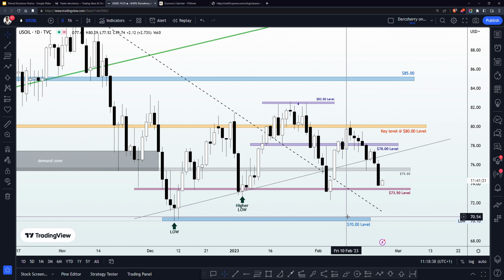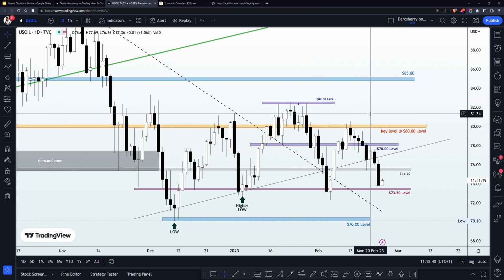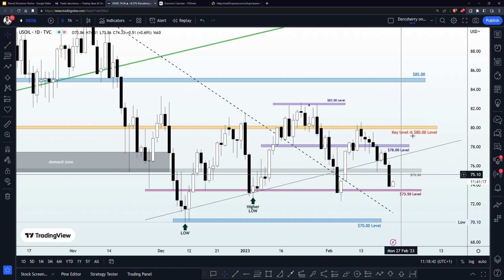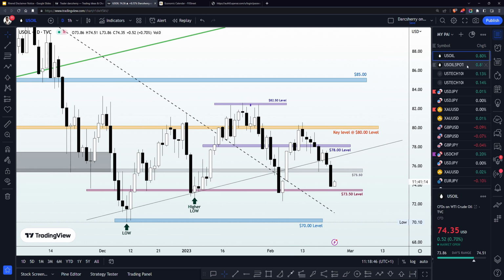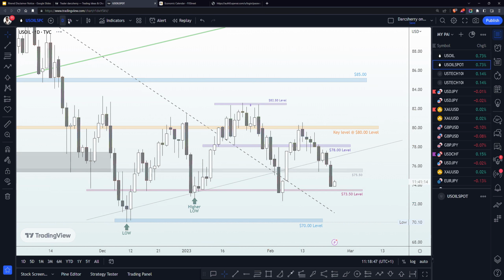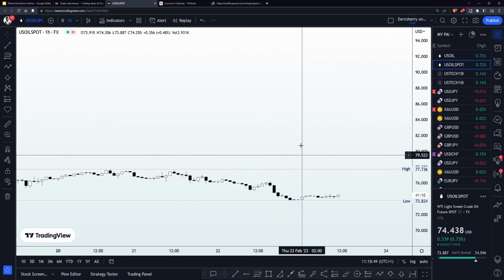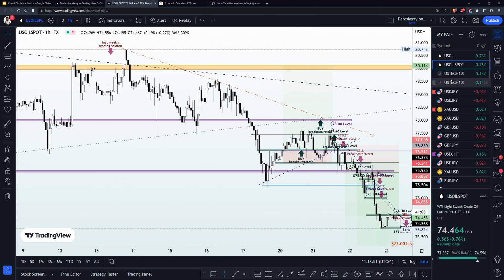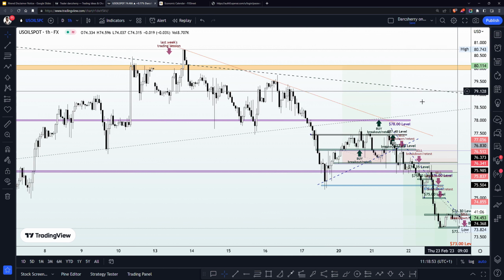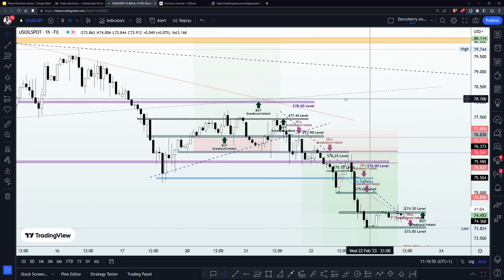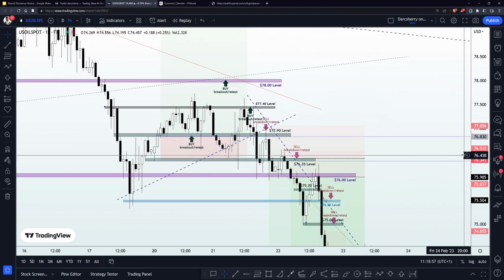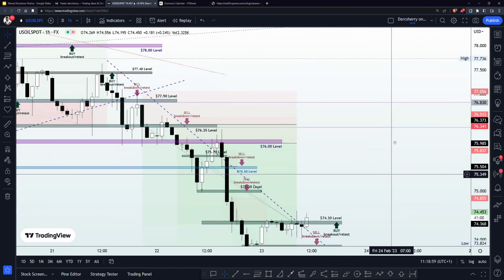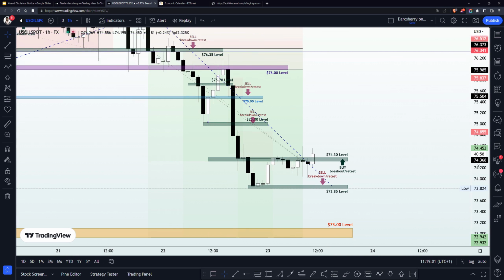So with the information we have gathered here on the daily time frame, we shall be scaling down to the lower time frame and focus our attention around the $74 level. Now, going back into the 1 hour time frame, this is what we have here, and we need to take into consideration that $74 level which we identified there.